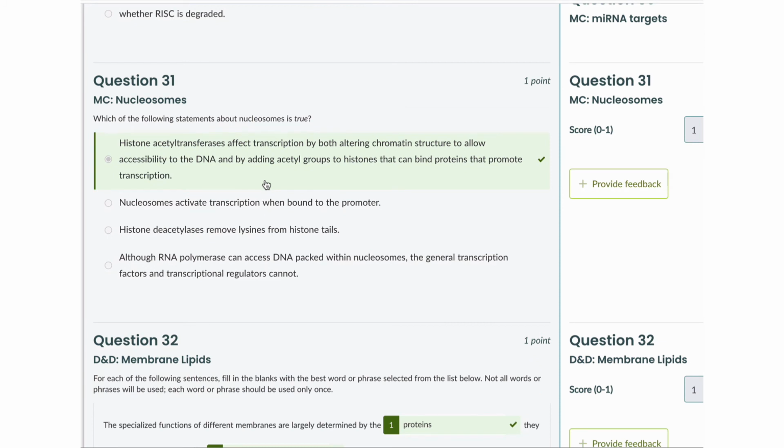31. Nucleosomes. Which of the following statements about nucleosomes is true? Histone acetyltransferases affect transcription by both altering chromatin structure to allow accessibility to the DNA and by adding acetyl groups to histones that combine proteins that promote transcription. This is true.